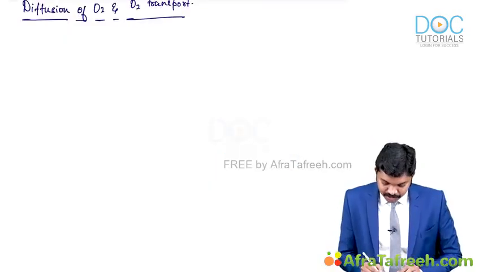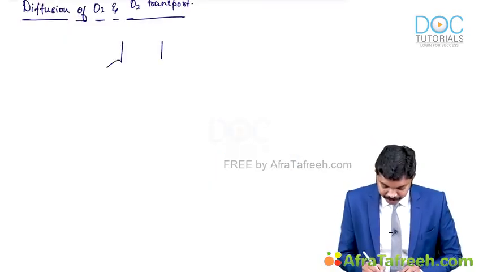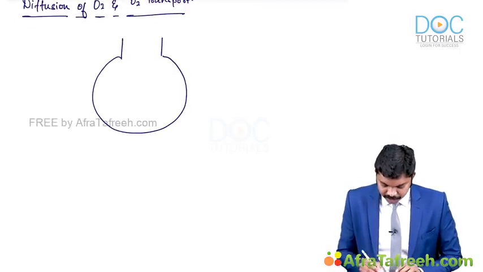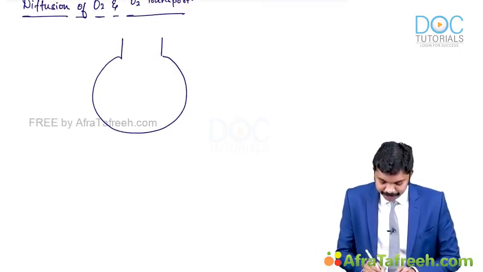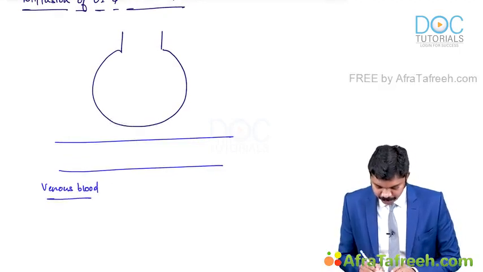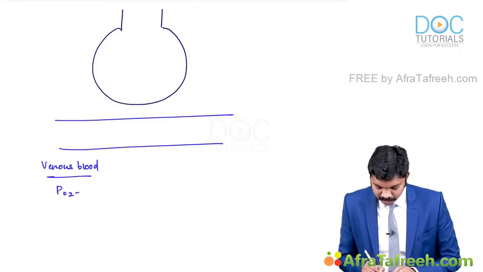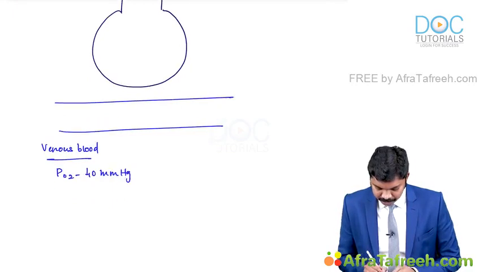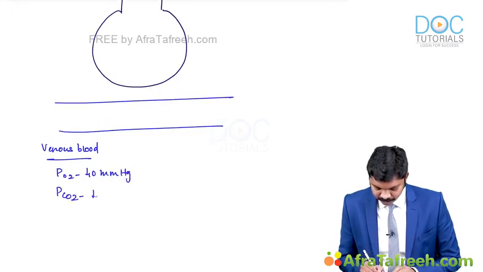and reaches the pulmonary blood. So let us take up the alveolus here, and an alveolus is perfused by a pulmonary capillary. On one side we have venous blood entering with the partial pressure of oxygen at 40 millimeters of mercury and partial pressure of carbon dioxide at 46 millimeters of mercury.